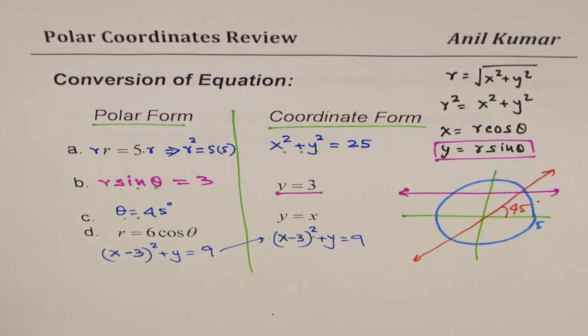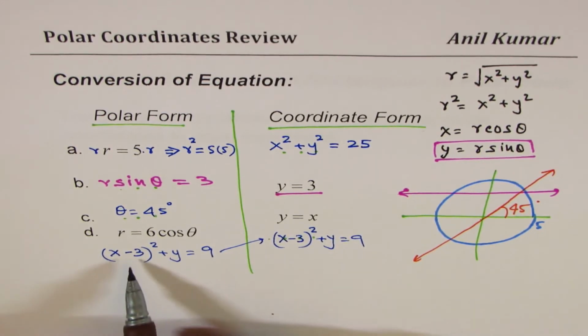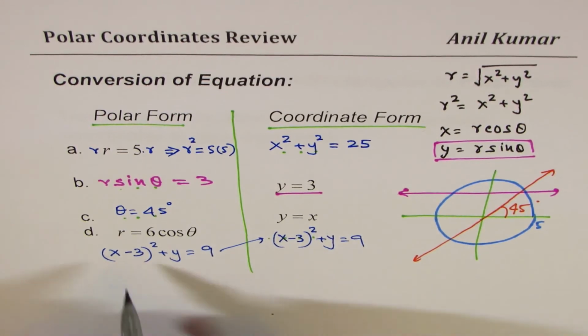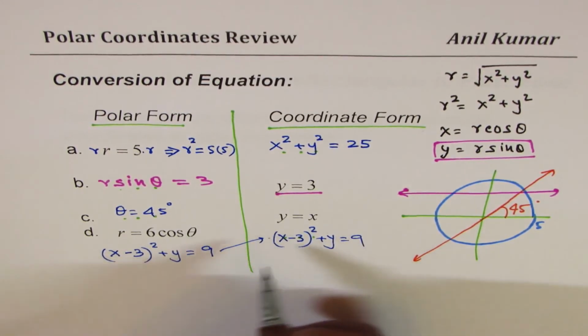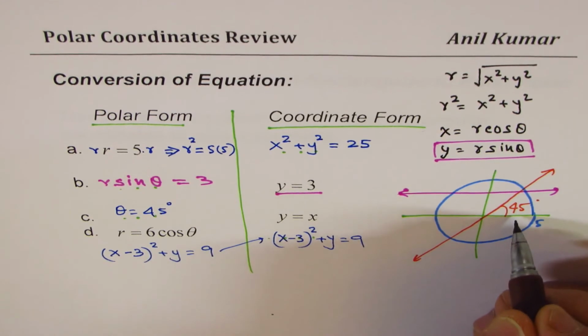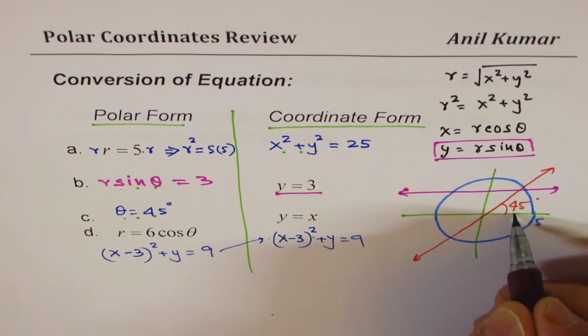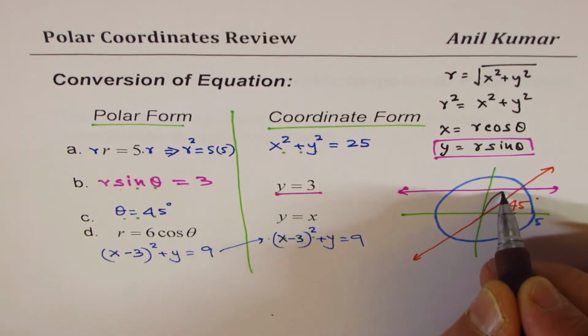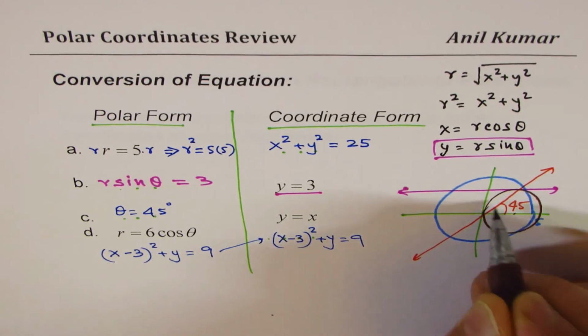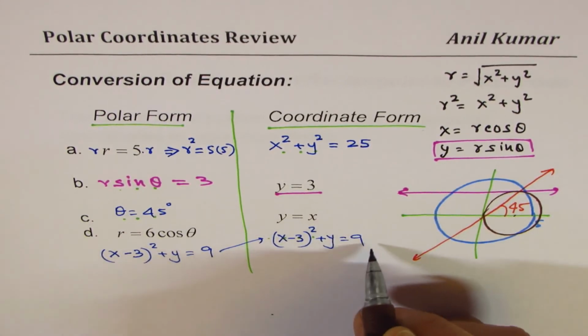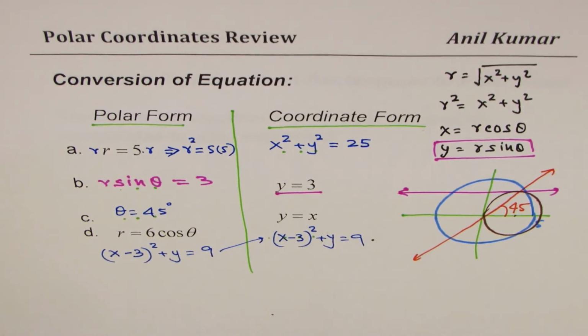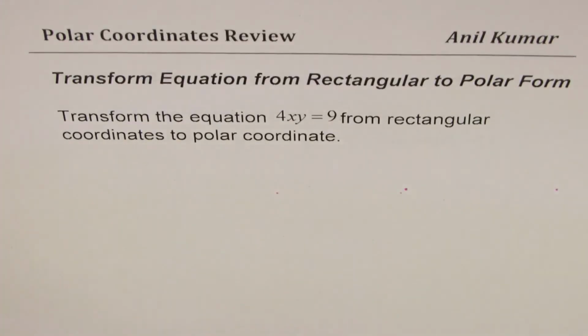So this will be a circle whose center is 3, 0, right? So center is 3, 0. So it'll be 3, 0 here, and the radius is 3 units. So it'll be a circle which is kind of like this. Okay, so that is what you're going to get here. So I hope with this you understand how to convert equations from polar to coordinate forms and vice versa.